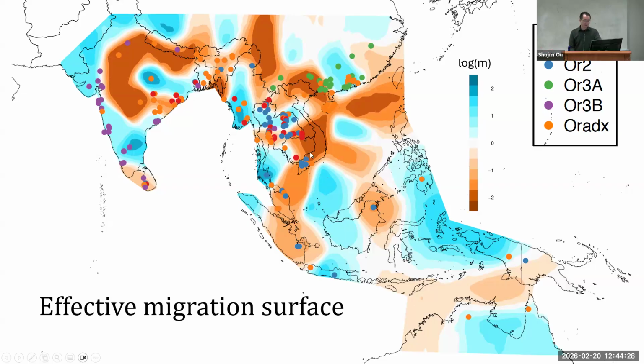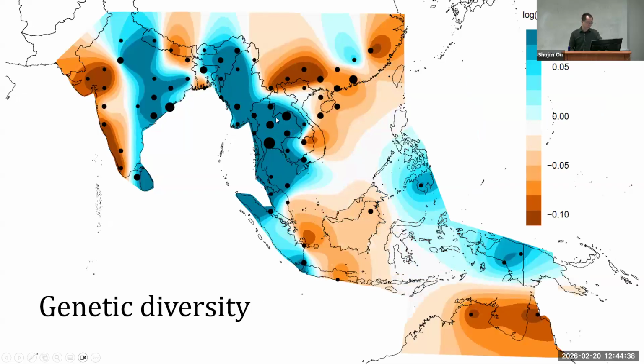So it's not just a distribution. It's kind of a heat map of mobility. There's no direction, but you're more likely to move around this area, but not outside, right? If you look at the genetic diversity, they kind of agree. So you have more mobility in here, but not in the Himalayas, and not in the oceans.